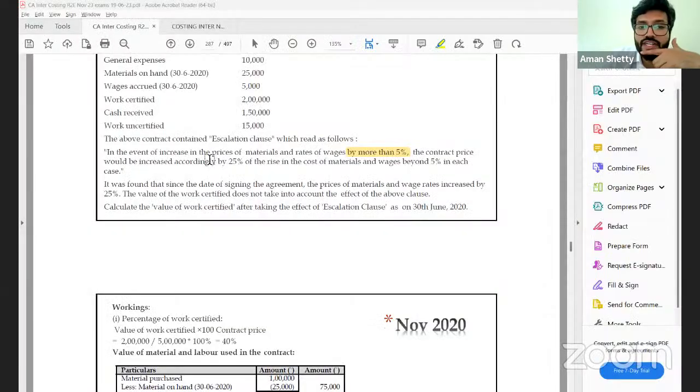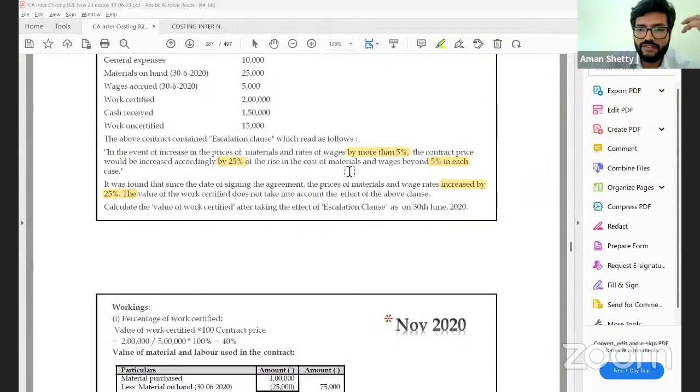So the question reads, in the event of increase in the prices of materials and rates of wages by more than 5%, the contract price should be increased accordingly by 25% of the rise of the cost of materials and wages beyond 5% in each case. It was found that it was increased by 25%, which means what? So now it is 100. They are saying it has become 125.